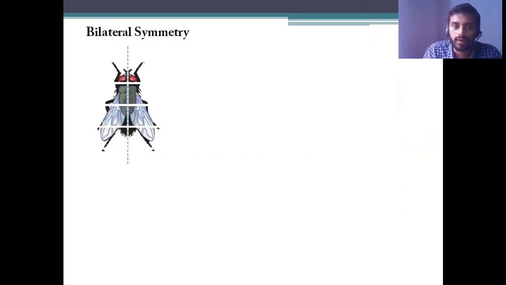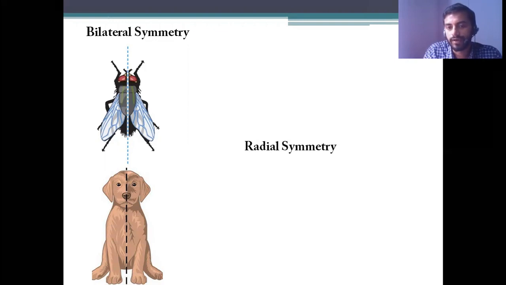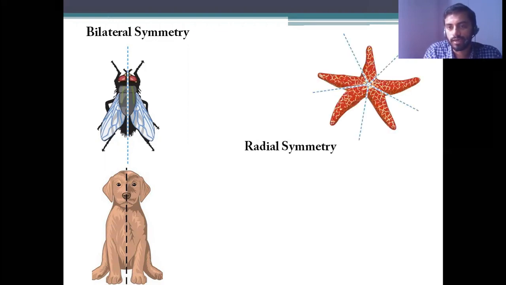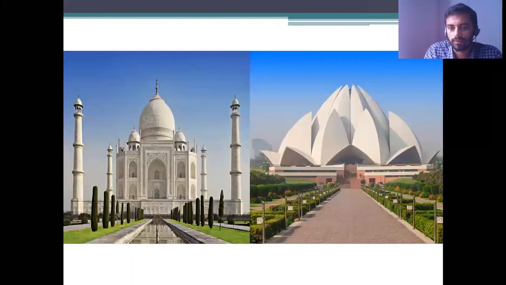When we talk about symmetry, there are two types of symmetry: bilateral symmetry and radial symmetry. An example of bilateral symmetry is like this. Look at this fly and the dog. We can cut these into two equal halves. And the second, radial symmetry, is something related to radius. Look at the starfish. We can divide it into 5 equal parts. And look at this flower also.